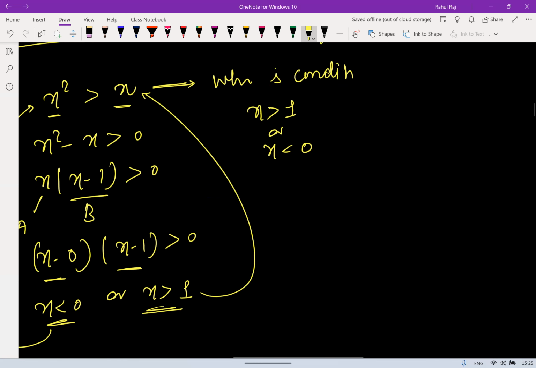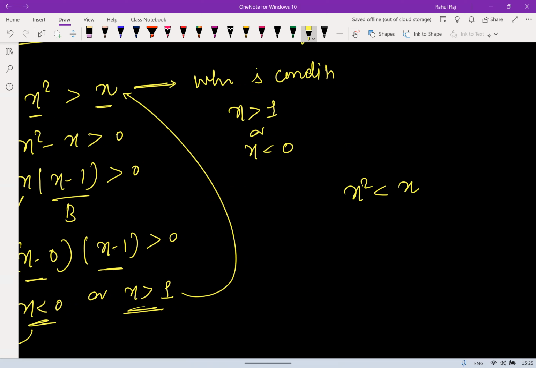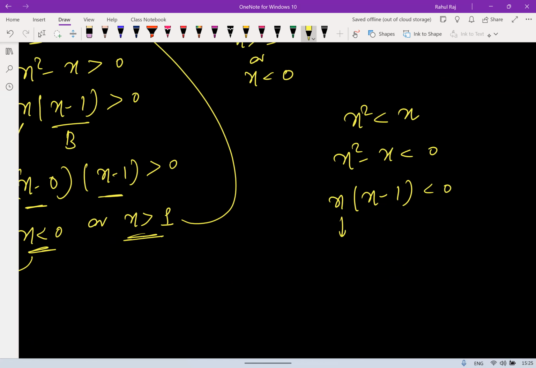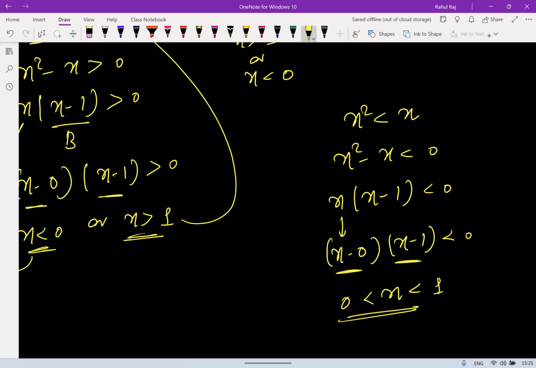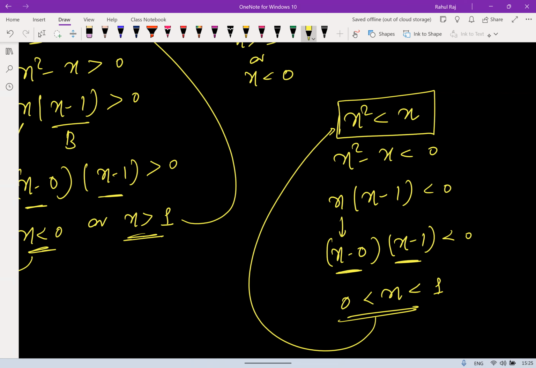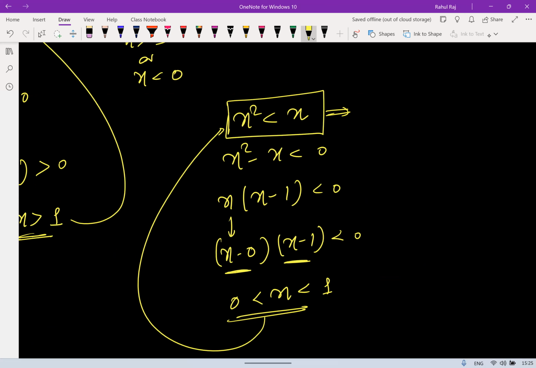And exactly in the same way, if I say x square is less than x, what does this mean? Can I say x square minus x is less than 0? That is x into x minus 1 is less than 0, which is x minus 0 into x minus 1 less than 0. That is, x minus a into x minus b less than 0 means x lies between 0 and 1. So for all values of x between 0 and 1, x square is less than x for sure. This is a normal thing. I can also assure you that when you have these expressions in your question paper, you should have just one simple thought process: when is the condition possible?